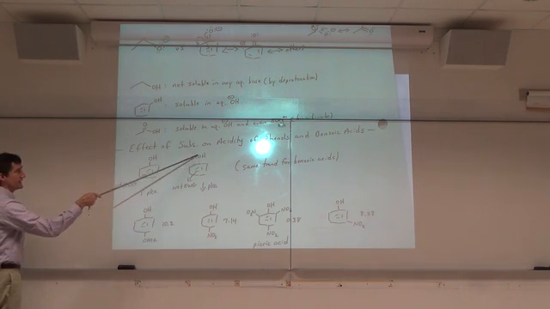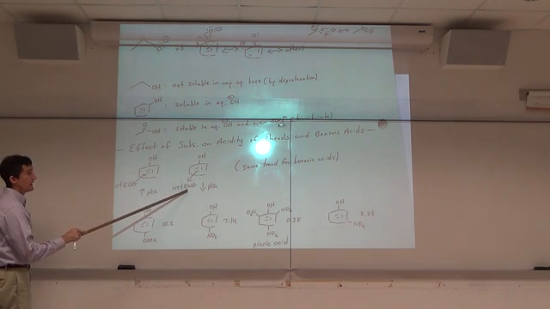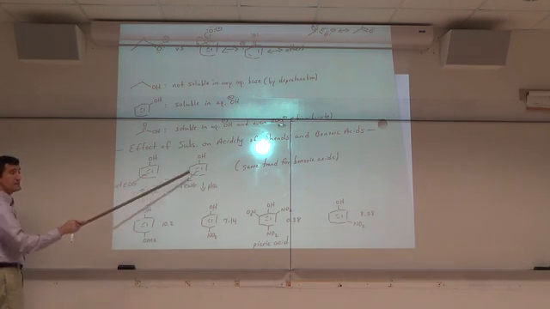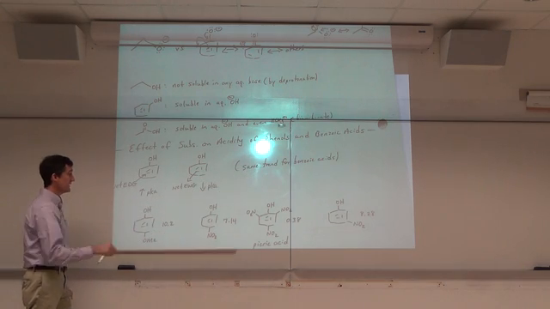If you're making an anion, how do you stabilize anions? You want something that will withdraw. So if you have a withdrawing group, it's going to stabilize the anion, thus making it more willing to form. You'll see the same trend for benzoic acids.